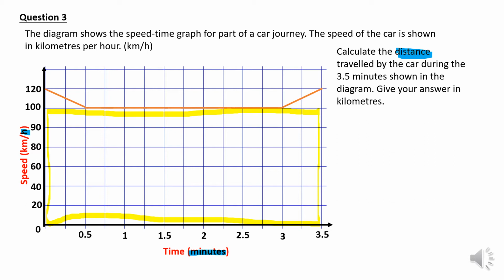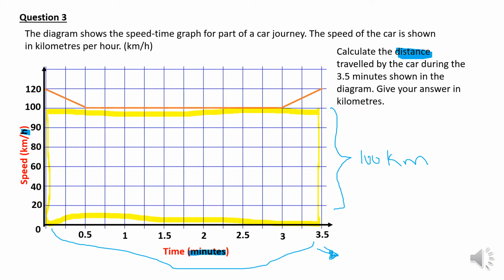So I know that the area of a rectangle is the height, which in this particular case is 100 kilometers. To find this particular distance from here all the way up to here, you have to change this time to hours. So 3.5 minutes, if you divide by 60, because 1 hour is equal to 60 minutes, then you should get something like this. So this answer now will be in hours. It's only then that I'm going to multiply those.